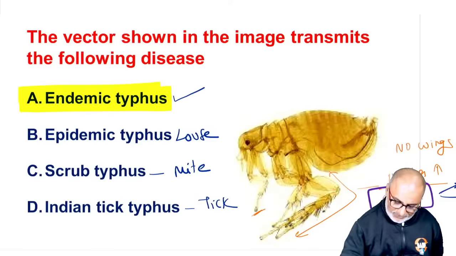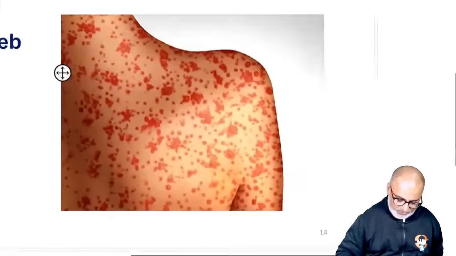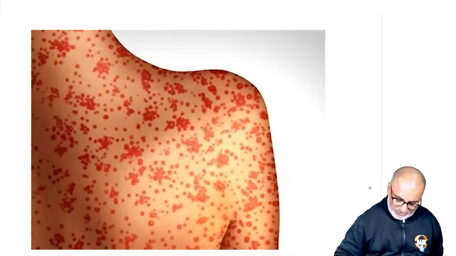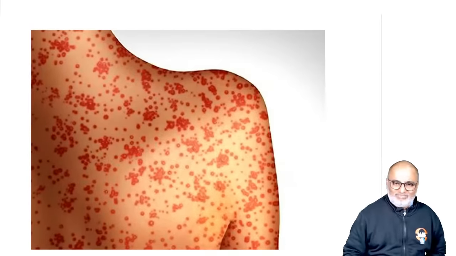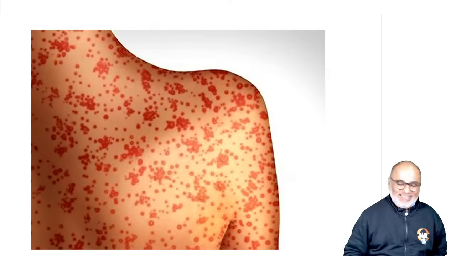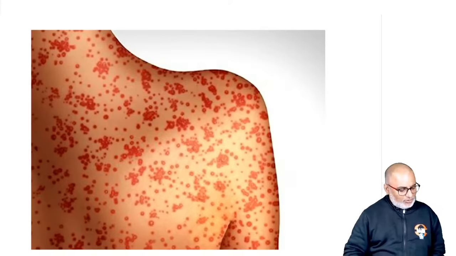Next is, see the picture. Maculopapular rash. A lot of differential diagnoses are there. Don't worry. If you identify scrub typhus, the drug of choice is doxycycline or tetracycline mainly. Azithromycin may be useful. You can give doxy or tetra.